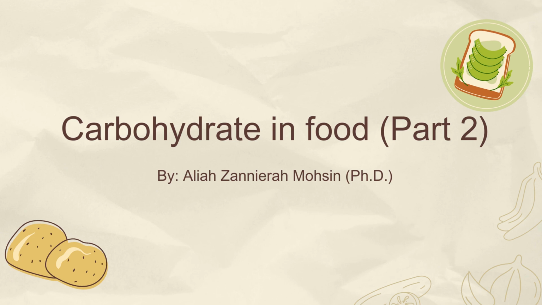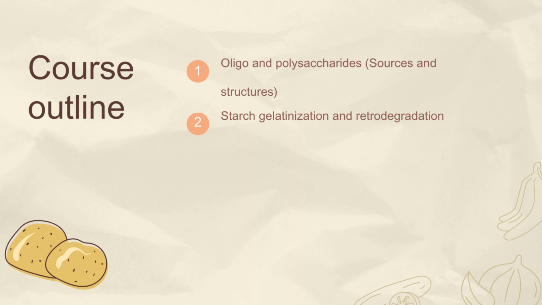Carbohydrate in Food, Part 2. The course outline for this part starts with the sources and structures of oligosaccharide and polysaccharide, their physicochemical and functional properties, and starch gelatinization and retrogradation.